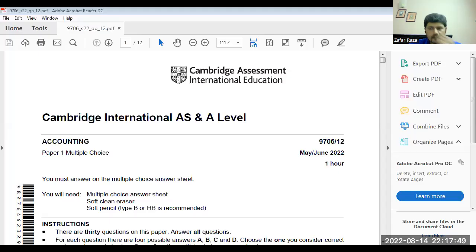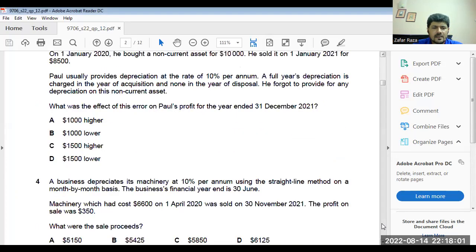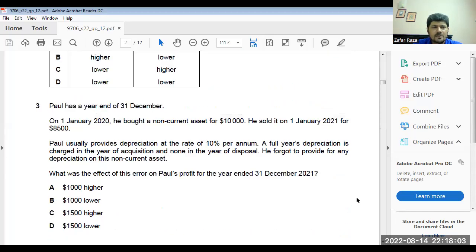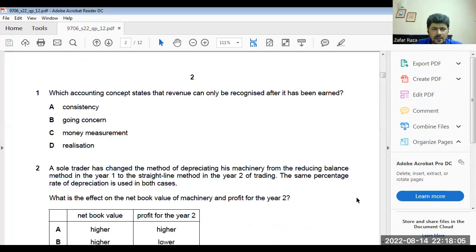So let's see your paper. Here is your paper. Line 706, May June 2022, paper 12. Okay. See, first accounting, first MCQ. Okay.